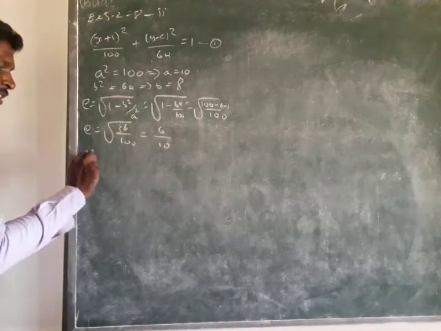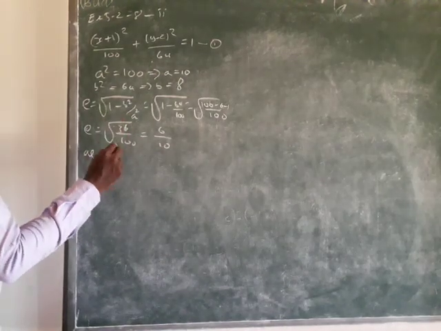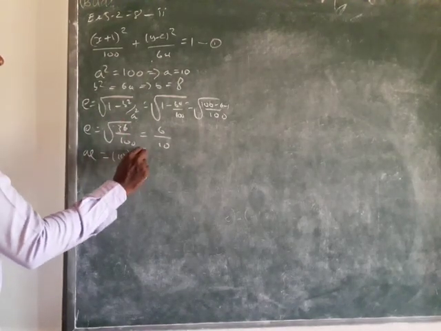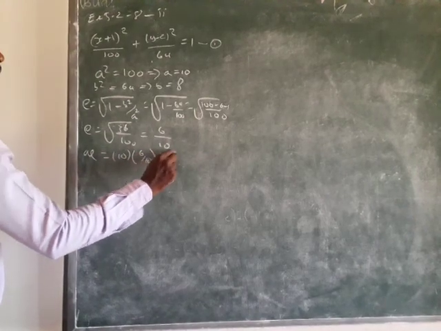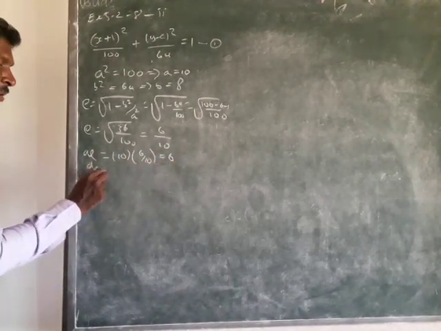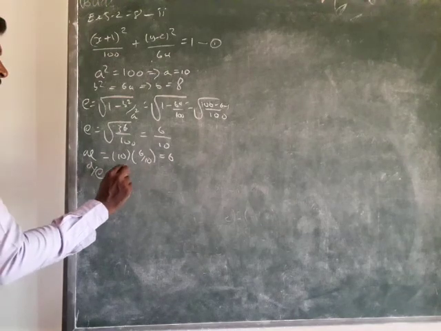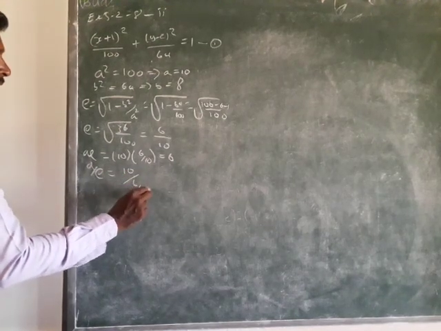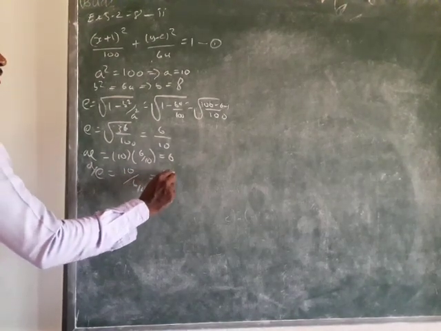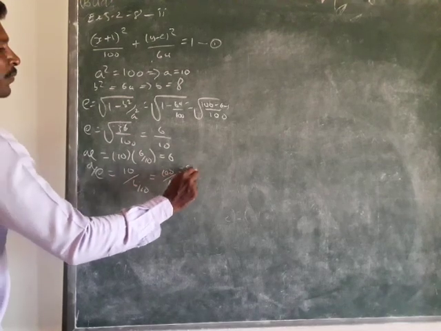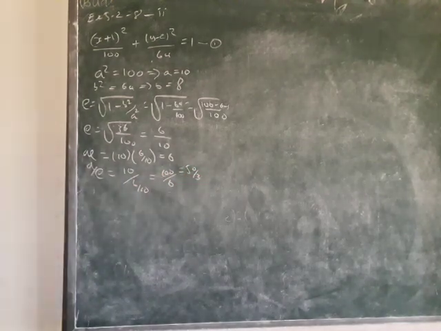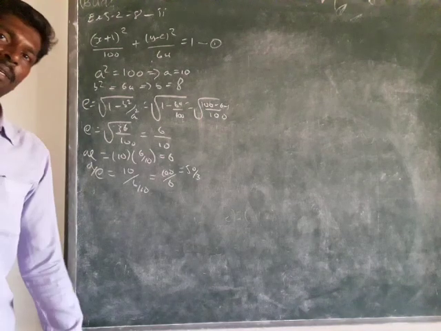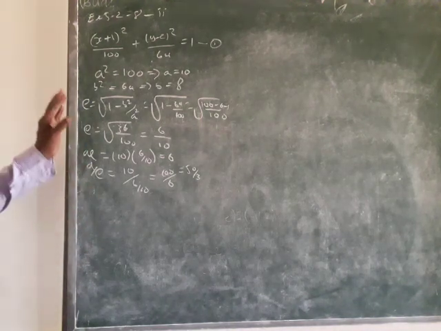Then we need ae also. ae equals a, which is 10, times e, which is 6 by 10, so ae equals 6. Then we need a by e also. So a by e is 10 divided by 6 by 10, which equals 100 by 6, which equals 50 by 3. Okay, so after finding these values, you can compare with the standard form of the ellipse.